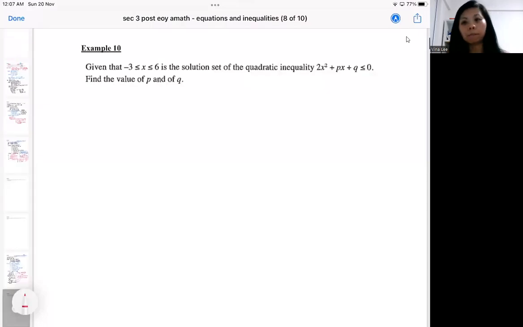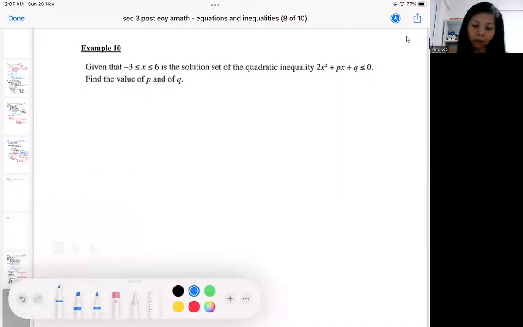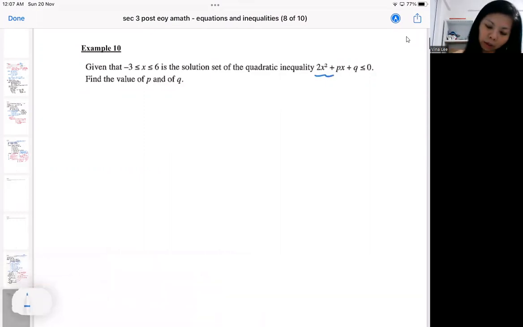Example 10 is the opposite of your concept of quadratic inequality. In this case, they are actually giving you the answer for the quadratic inequality. So this is our quadratic inequality.